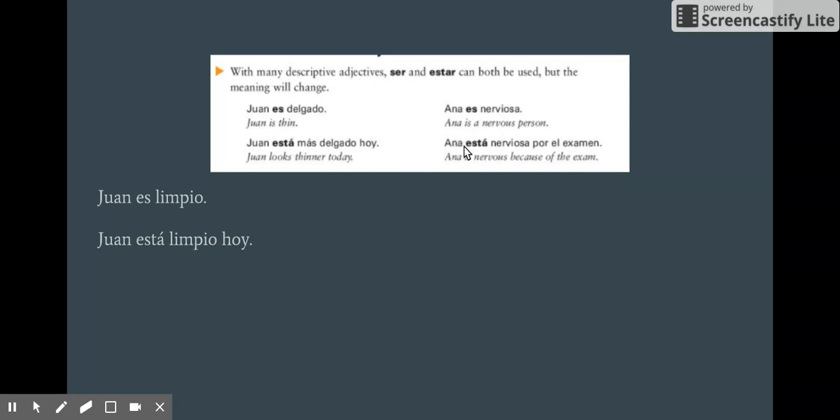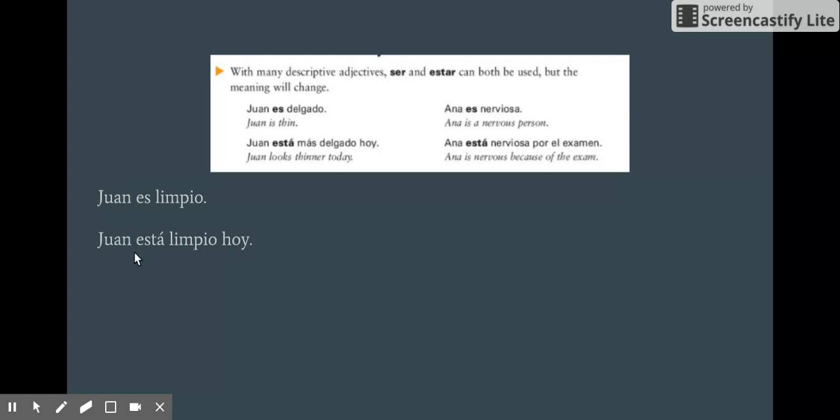In this case, Ana es nerviosa and Ana está nerviosa por el examen. The first one, Ana es nerviosa, since it's using the verb ser, we know that it's a long-term characteristic of Ana to be nervous. So it's part of who she is to be nervous. In this case, Ana está nerviosa por el examen. She may not always be nervous, but right now in this moment she's nervous because she has an exam. She'll probably stop being nervous after the exam. So even though it uses the same adjective, by using ser and estar, you can change the time frame of when that adjective is applied to the subject.